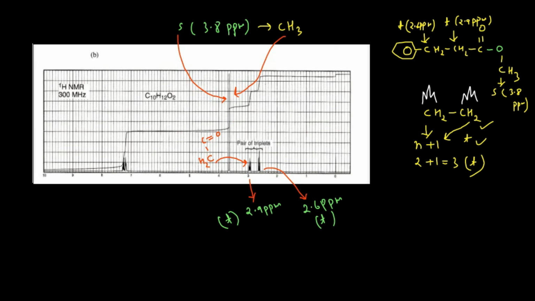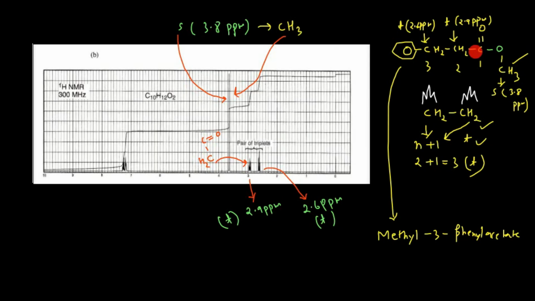We don't need to worry about the signal of this particular benzene ring because it is already given in the question. So what is the name of this particular compound? This is how you can do it. See, this is 1, this is 2, this is 3. So carbon number 3 is having this phenyl, which I have written over there. This is the acetate part, and this oxygen is connected with the methyl. So this is the correct structure for this particular formula.